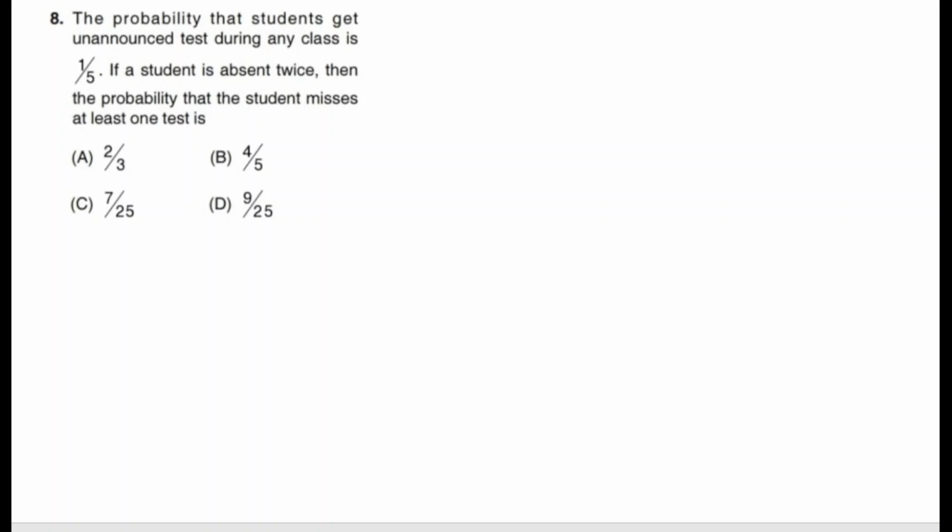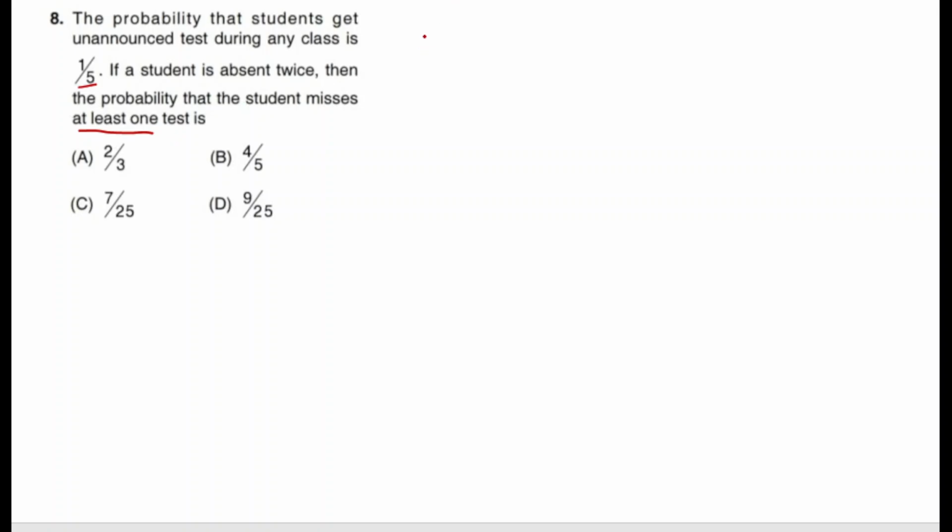What we have in the next question: the probability that students get an unannounced test during any class is 1 by 5. If a student is absent twice, then the probability that the student misses at least one test is... Now, this is quite a tricky question. This question can be solved like this.